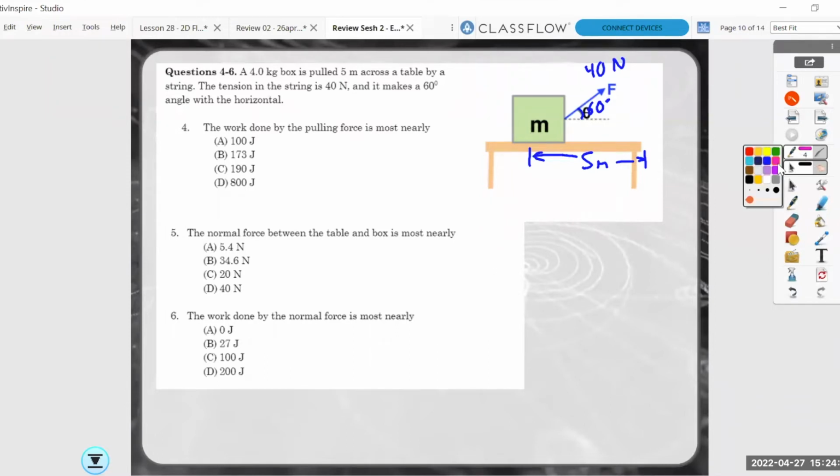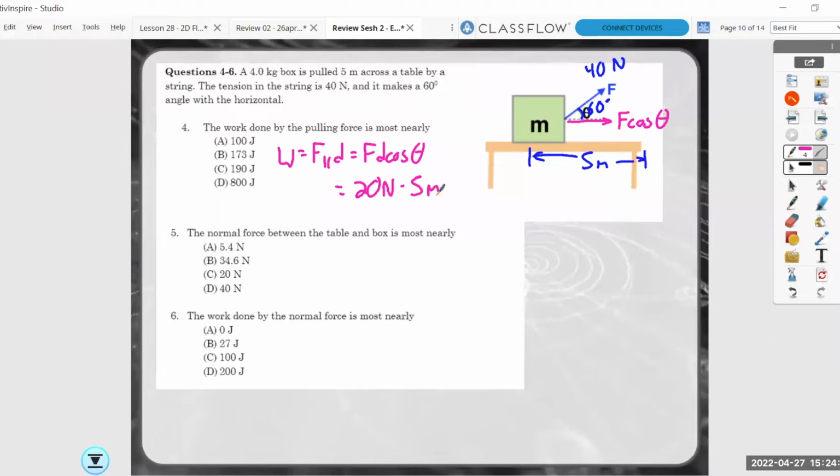Well, in this case, let's remember that our work is going to be force times distance, but that the force and the displacement have to be parallel. So in this case, we're interested not in our full force of 40 newtons. We're interested in F cosine theta as our force. And last I checked, the cosine of 60 degrees was 1/2. So I believe this is going to be 20 newtons times 5 meters, which is 100 joules worth of work being done by our pulling force.